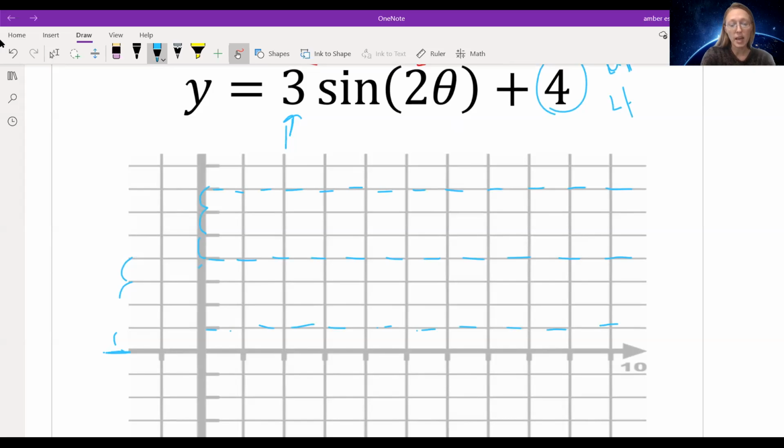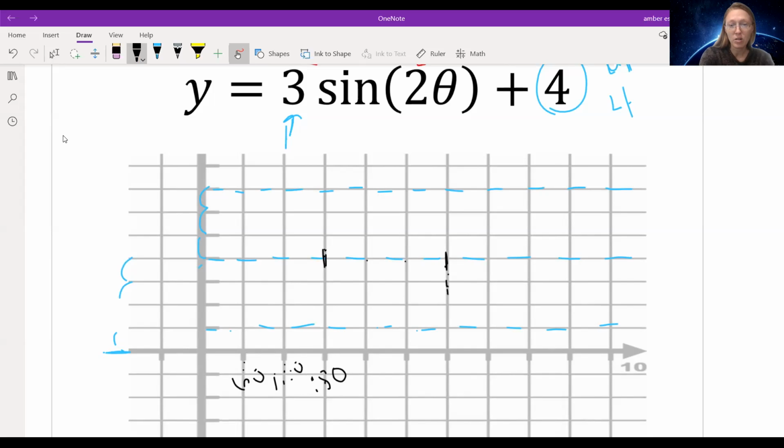Now my graph is not labeled, but I'm going to say that each one of these lines is going to be 60. So there's 60, that's 120, that's 180. So by the time I get to 180, I need to make a full turn. So I would have another 180 to make 2 full turns. This right here is my 360.